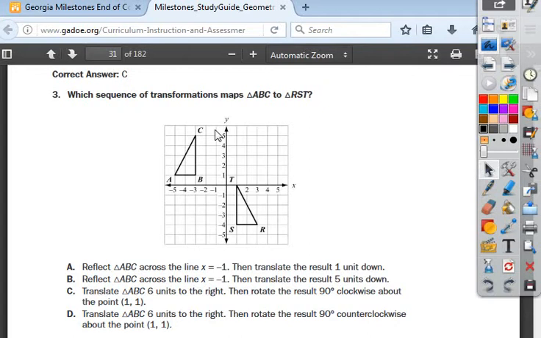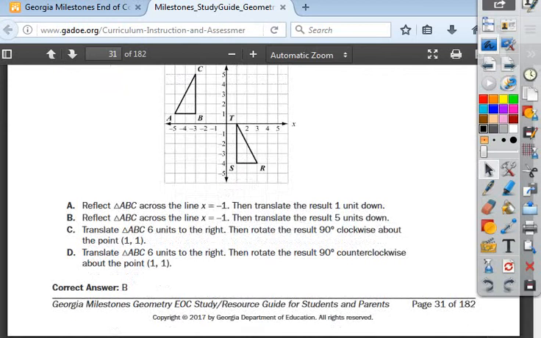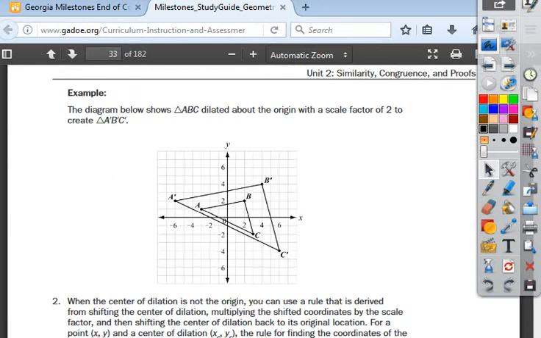Reflect across that and then translate 5 down. If I reflect it, it comes over here, and then is that 5 units down? Start counting, and then you'll see what your answer is. There's a bunch of this stuff right here, similarity and congruence and all this stuff.